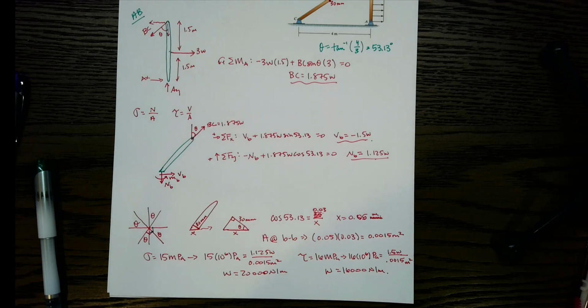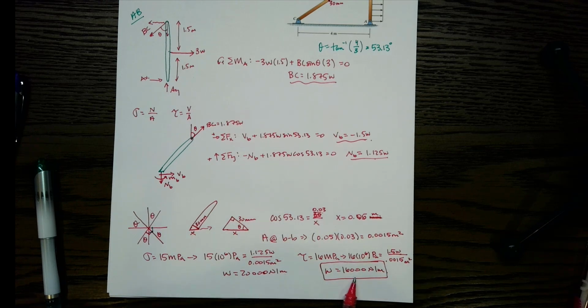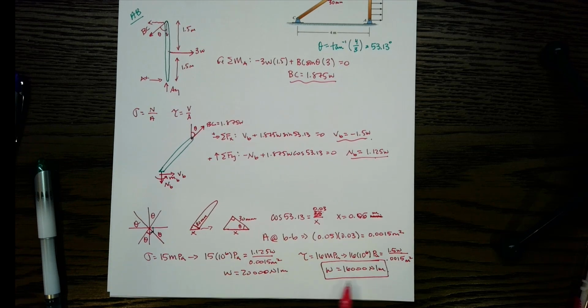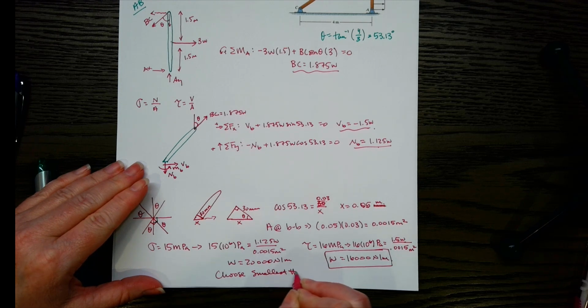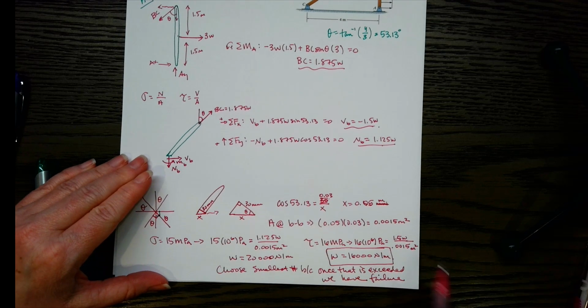Well, now we have two values, right? It wanted us to find the largest intensity that we could have without exceeding those stresses. So now which value should we pick? Is it going to be the 20,000 or the 16,000? Well, I think it's going to be this one, because once W goes beyond 16,000, I've already failed the shear stress requirement. So I'm never going to get to 20,000 for the intensity, because I would have already failed this one. So you want to pick the smaller of the two numbers, because once we exceed that, we have failure. And let's write that down. So choose the smallest number, because once that is exceeded, we have failure. Okay, so that would be your answer right there.